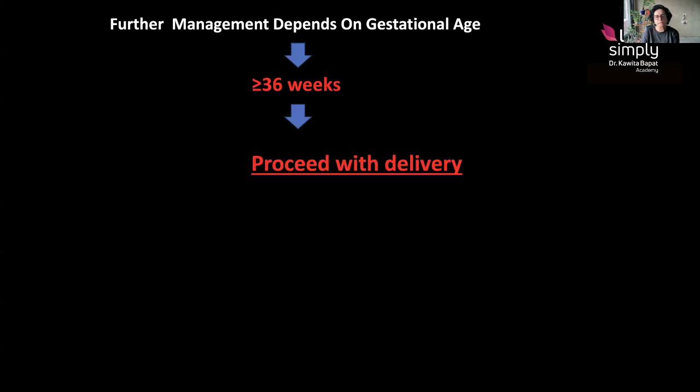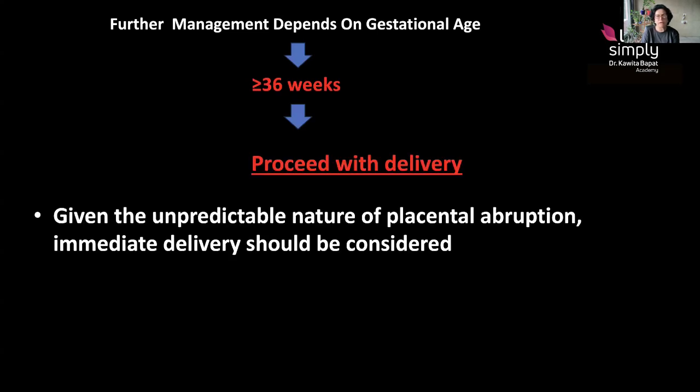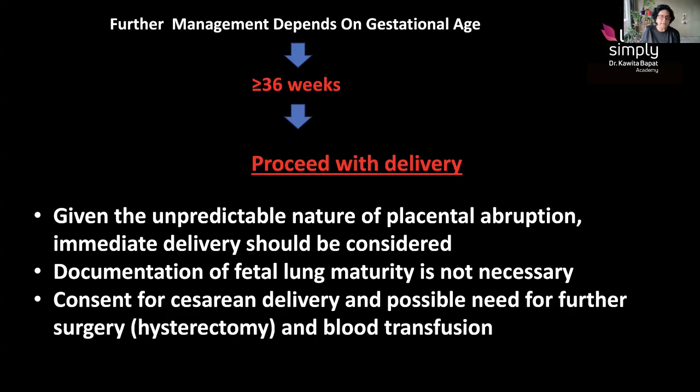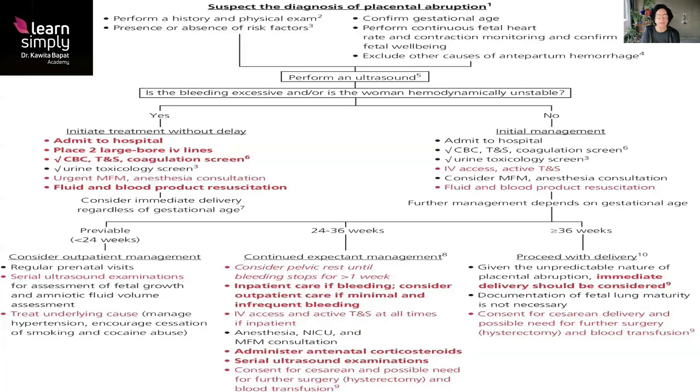If it's more than 36 weeks, proceed with delivery. Given the unpredictable nature of placental abruption, immediate delivery should be considered. Documentation of fetal lung maturity is not necessary. Consent for cesarean delivery, further hysterectomy, and blood transfusion should be obtained.